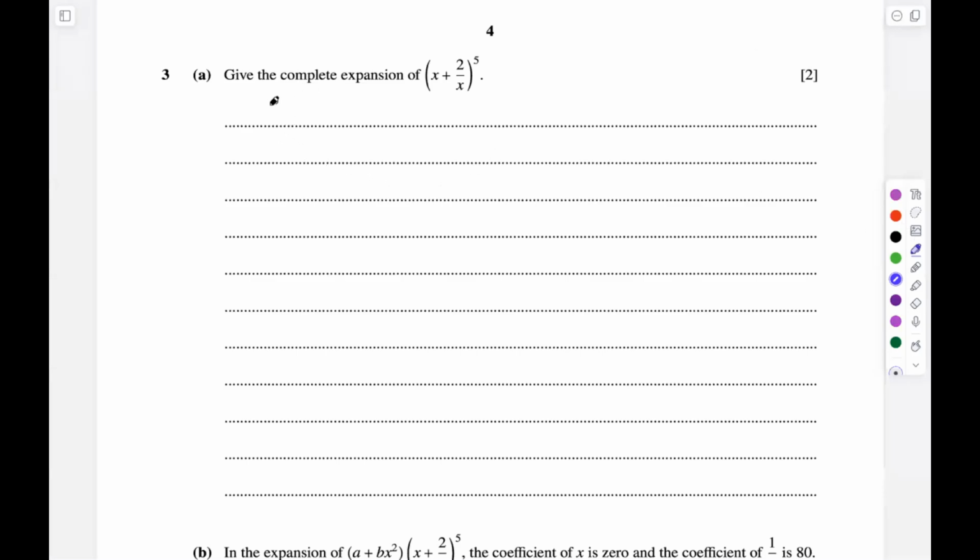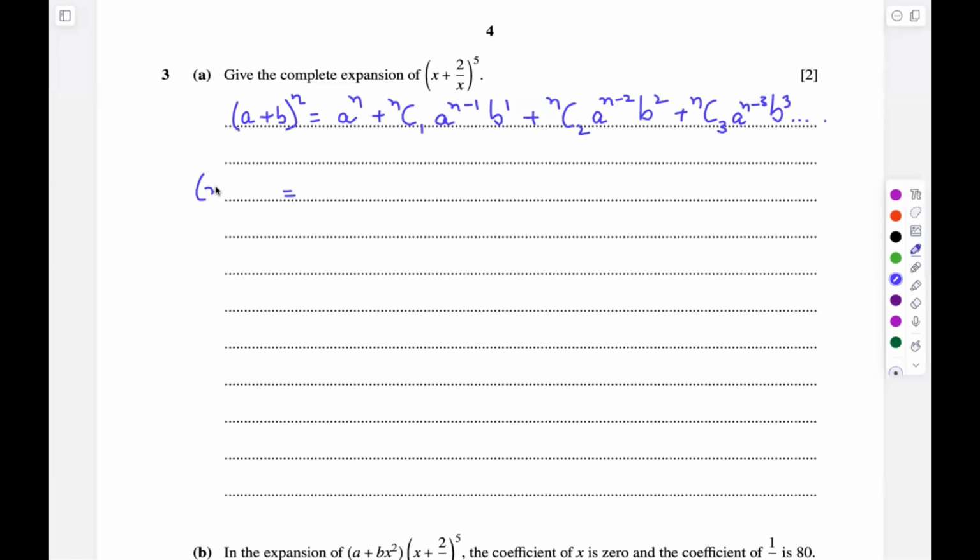In question 3, it says give the complete expansion of (x + 2/x)^5. Now the expansion formula for (a + b)^n is a^n + nC1 a^(n-1) b^1 + nC2 a^(n-2) b^2 + nC3 a^(n-3) b^3, and so on. So now as we have to expand it completely, we'll start with x to the power 5. So this is (x + 2/x)^5.